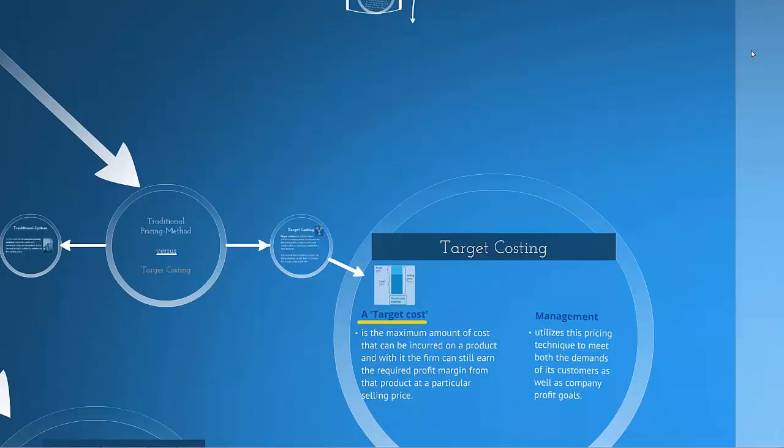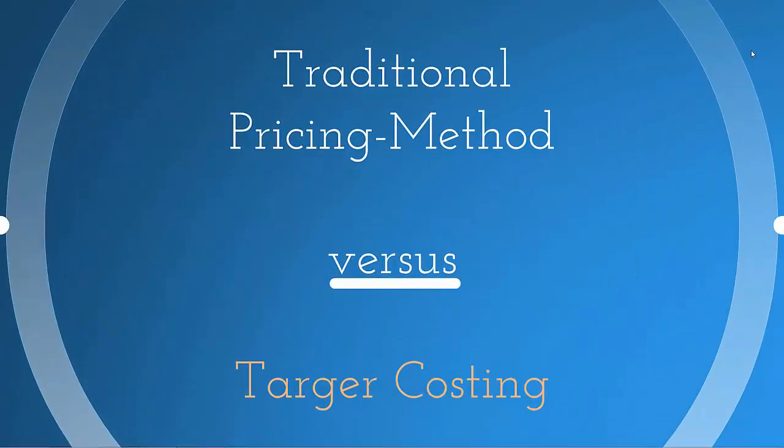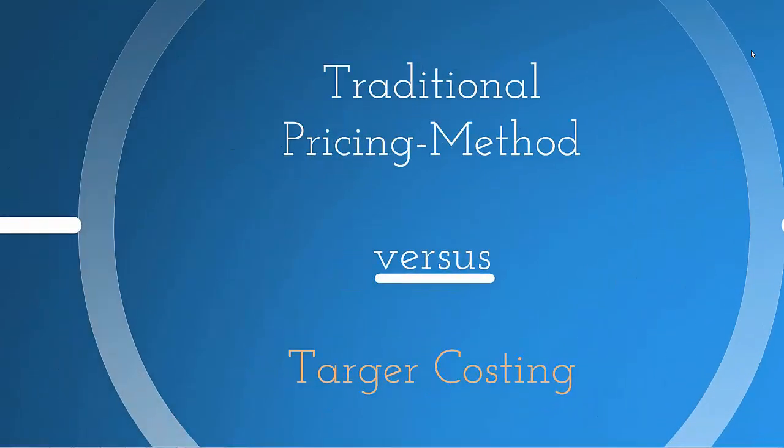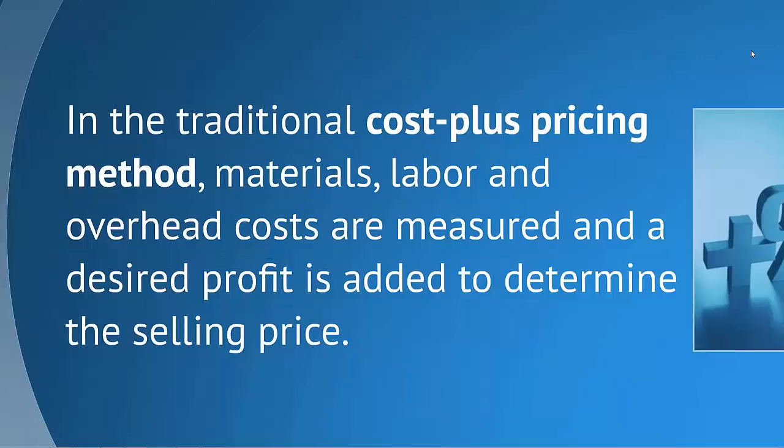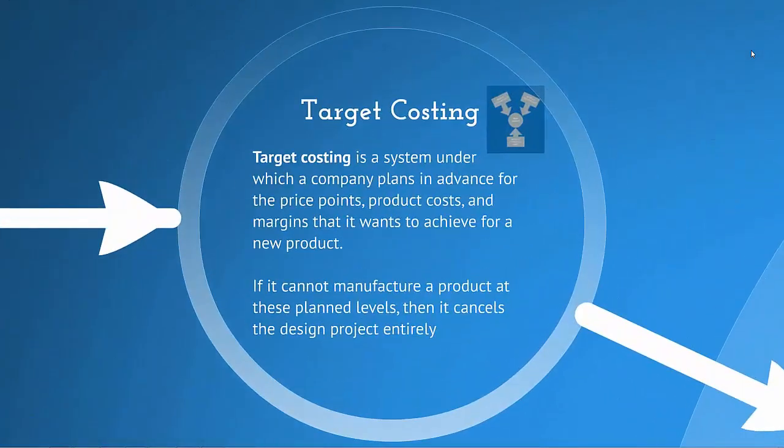A comparison between the traditional system and target costing allows for a clearer understanding of the latter system. The cost-plus pricing method first measures materials, then labor and overhead costs, and then a desired profit is added to determine the selling price of the product.